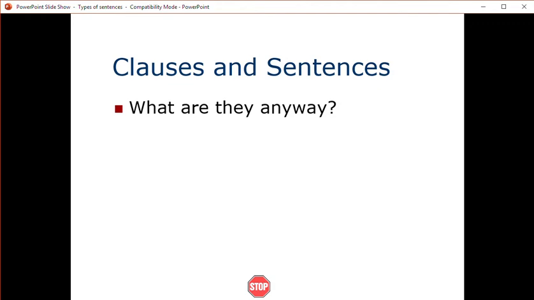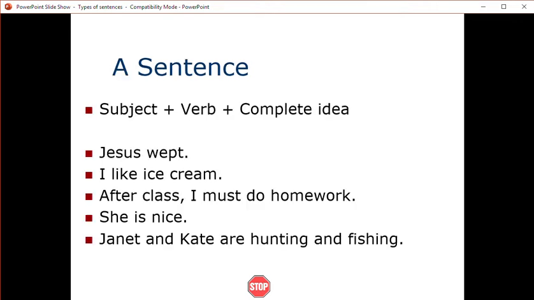Alright guys, we are going to do a very quick overview of phrases and clauses and the different types of sentences, and it's going to be very quick. And we do these because this is the foundation of problems with fragments and run-ons. If you don't understand the different types of sentences, that can be really problematic.